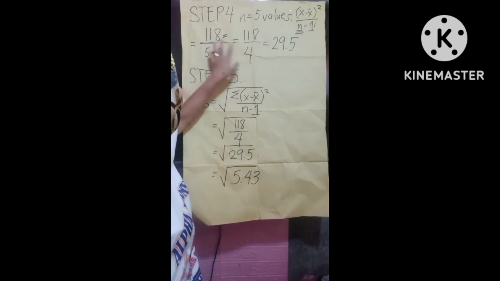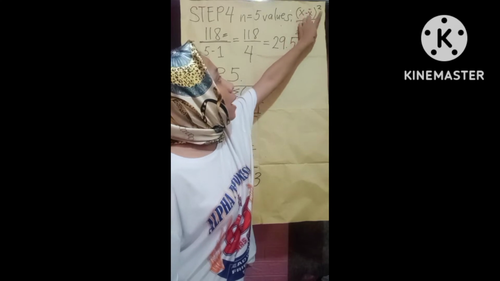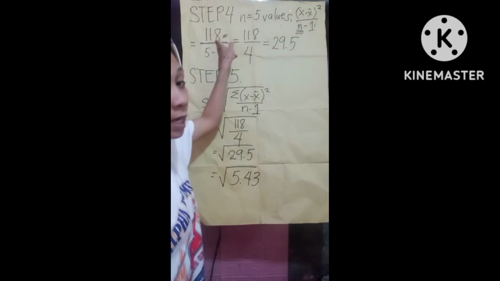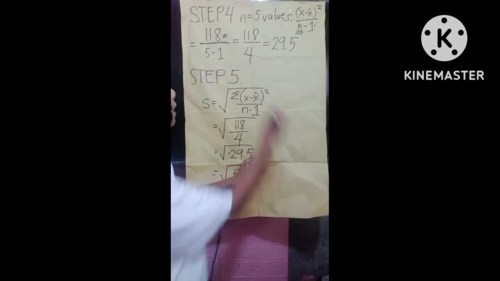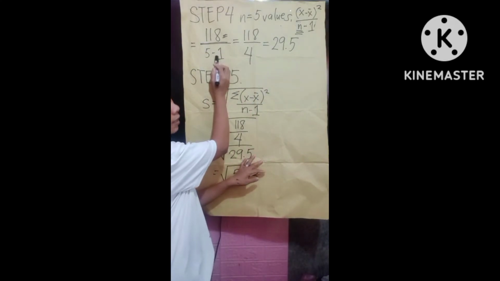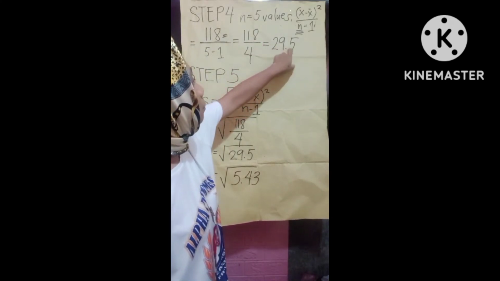So, we already got the sum of x minus x bar raised to the power of 2, and its equivalent is 118, over 4 because 5 minus 1. Okay. Then, the answer is 29.5.